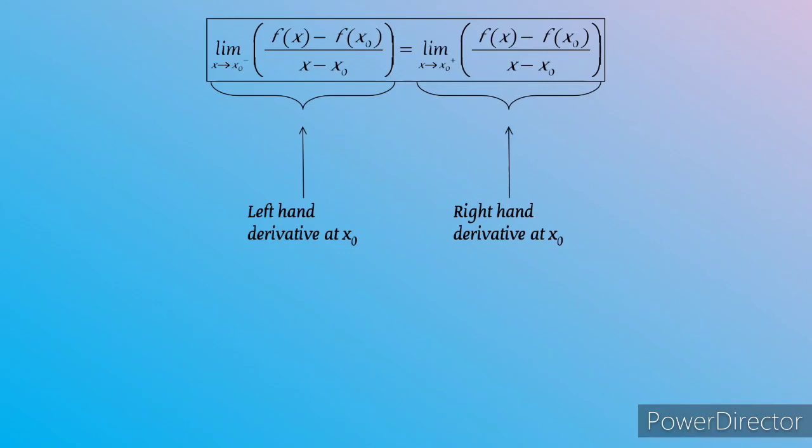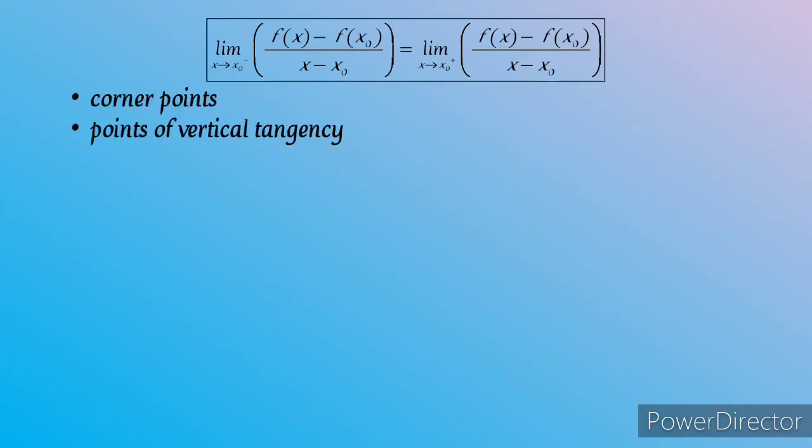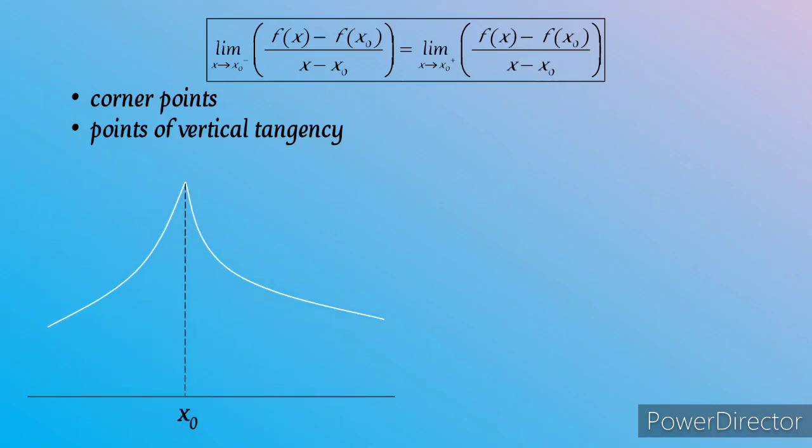We consider two cases for which the slope of the curve at any point may not exist. These two cases are the singular points and the points of vertical tangency. For the first case, we consider the curve here, and suppose we wish to know the slope of the curve at the corner point, whose x-coordinate is x0.